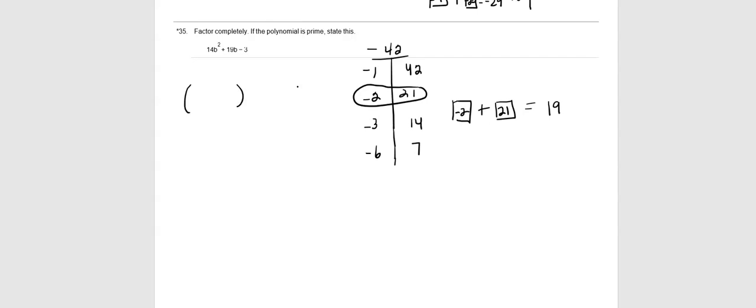So let's set up the double A method. We have our 14b squared, so we need a double A. We need 14b and 14b. And then we'll use a -2 and our positive 21. And we need to find the GCFs here. So 14 and 2 have a GCF 2. 14 and 21 have a GCF of 7. So that changes the binomials to 7b minus 1 times 2b plus 3.